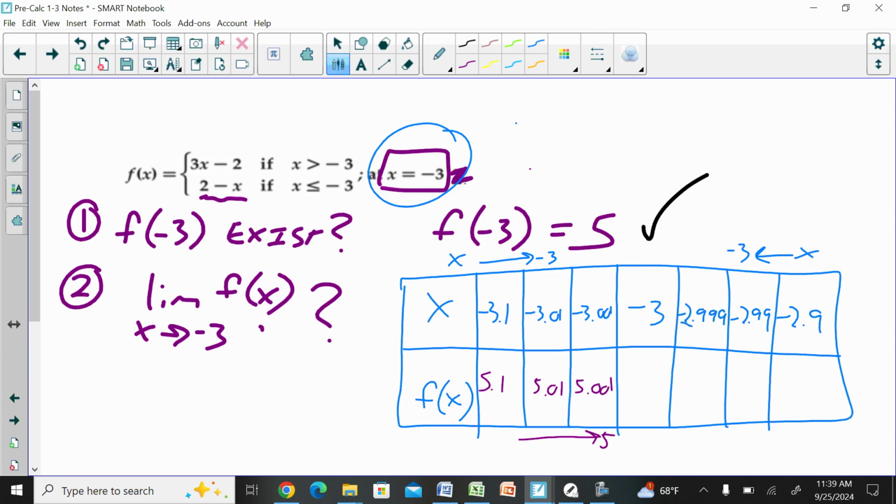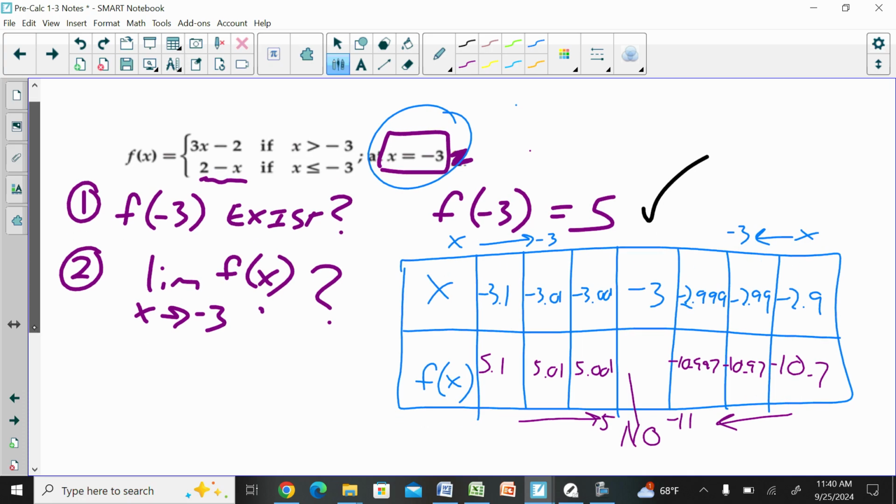But on the other side, if we plug in those values, you're going to get negative 10.7, negative 10.97, and then negative 10.997. So in this case, we're approaching what appears to be negative 11. Well, that's no good because this is not the same. They're not approaching the same value. So we know that this is not continuous. So we can say no.